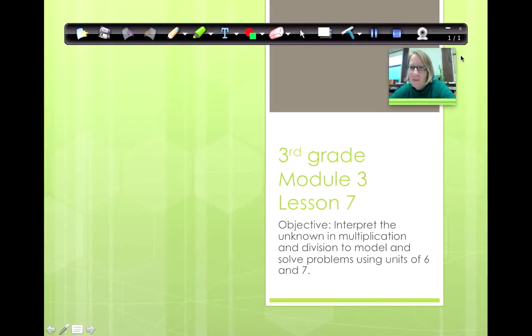There we are. Wonderful. Okay, today we're going to do Module 3, Lesson 7. The objective is that we're going to interpret the unknown, or understand what the unknown is, in multiplication and division problems to model and solve problems using units of 6 and 7. Basically we're just going to be adding unknowns, and sometimes when we add unknowns, we put letters, right? No big deal. We've done something similar to this. Okay, next slide.